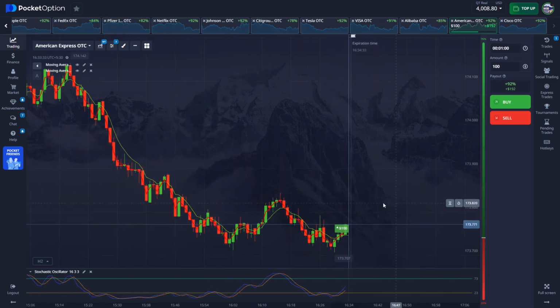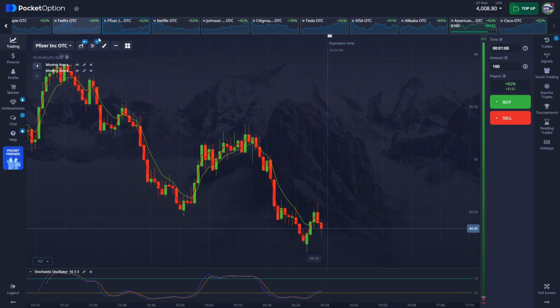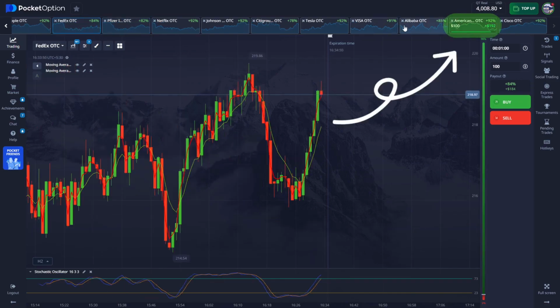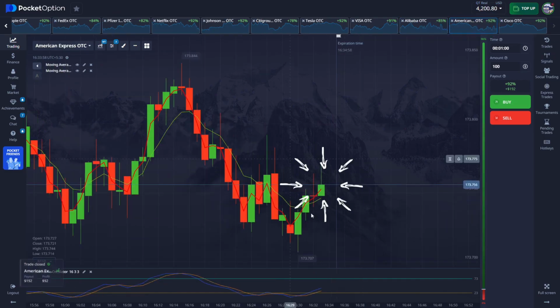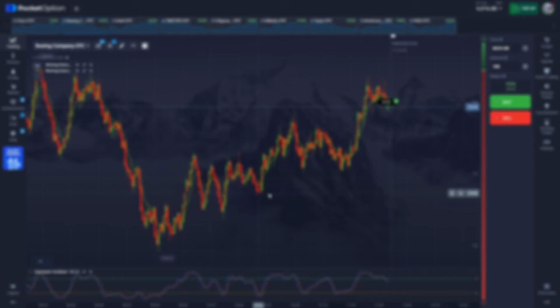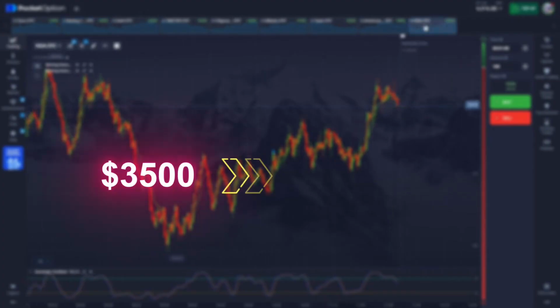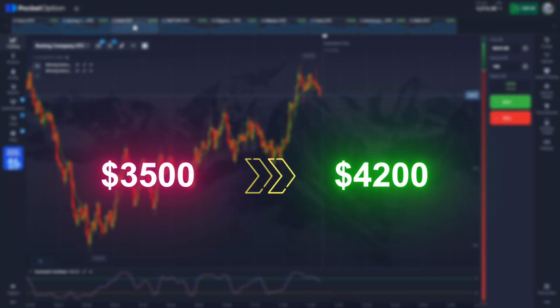I am sure this trade is going to be a win, so only a few seconds are left for this trade to be a win. As you can see here, 5 seconds are left and our trade is a win. Here the candle is green. We started with the amount of $3,500 and now we have made $4,200 here, only in a few minutes.